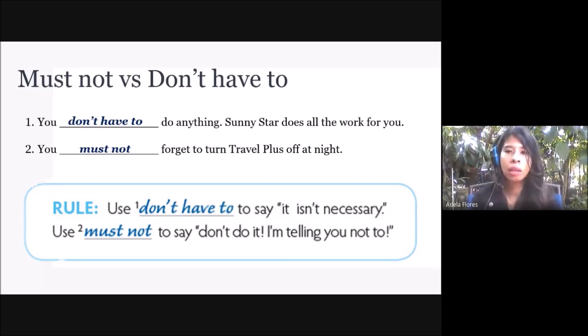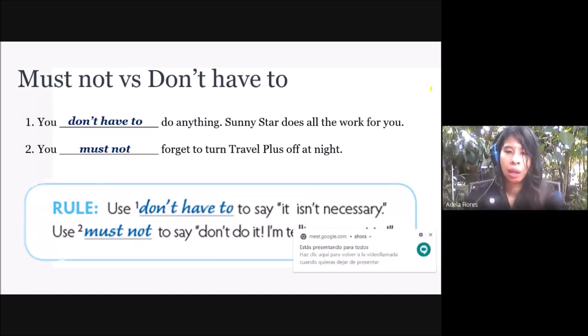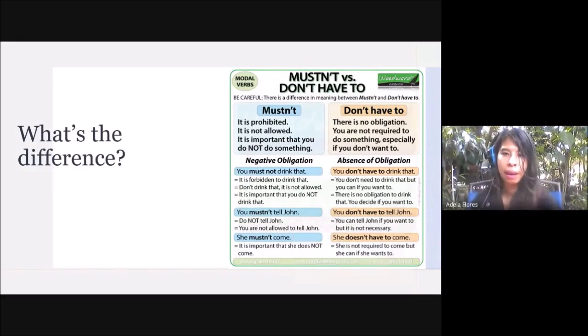Ese must not indica una obligación de no hacerlo. Mientras que el otro es como opcional, en este no le está dando opciones, es como no lo tiene que hacer. Okay? Is it clear the difference? Well, we're going to see here more examples and in order for us to see the difference, right?